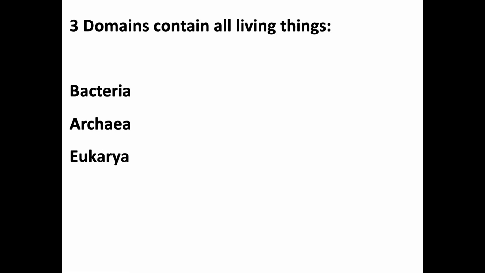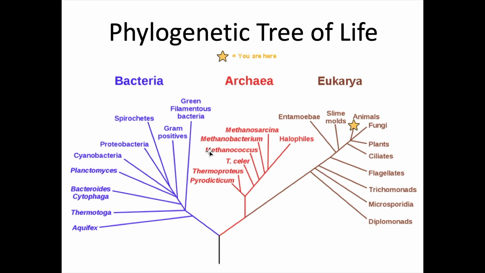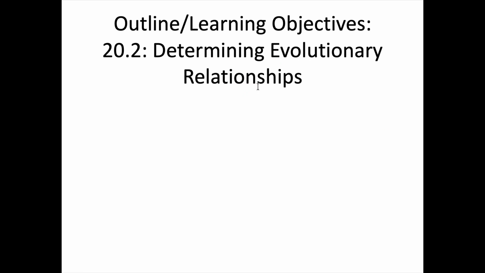Now, an important question you might be having right now is, how do we know this? How do we make these? How do we know that Methanobacterium is more closely related to the halophiles than it is to Thermoproteus or any of these other things? How do we construct these phylogenetic trees? How do we determine what these evolutionary relationships are?